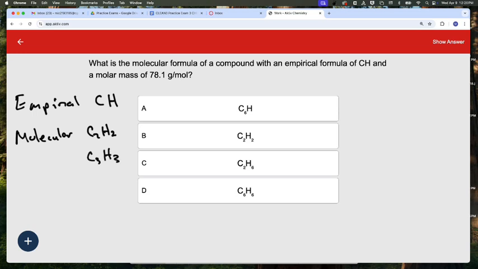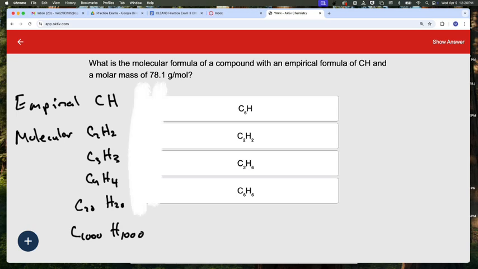C3H3 also works. So does C4H4. So does C20H20. So does C1000H1000. All of those maintain that ratio. So they're all scale-ups of the empirical formula, our reduced ratio. Which one is correct? There's a couple different approaches behind it.